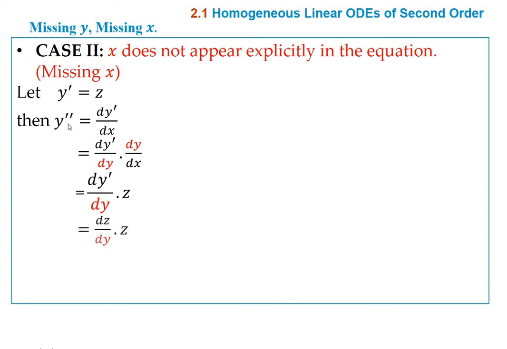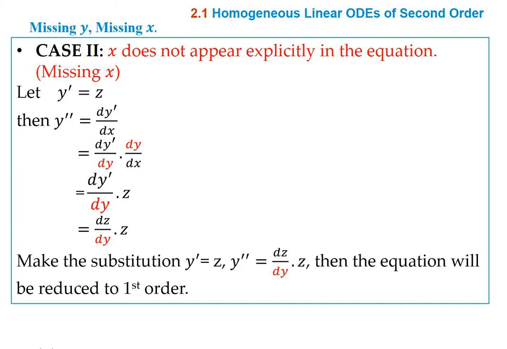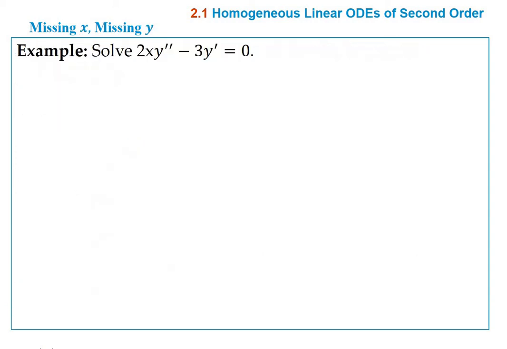So if I do have missing x, I'm going to make the substitution: y prime, I'm going to replace with z. Y double prime, I will replace with z times dz over dy. If I make this substitution, my ODE will be reduced to first order that I can solve using one of the techniques that I learned in the first chapter. You can see that the two substitutions are the same, but I did a little trick over here trying to avoid introducing x. Okay, let's just take one example.